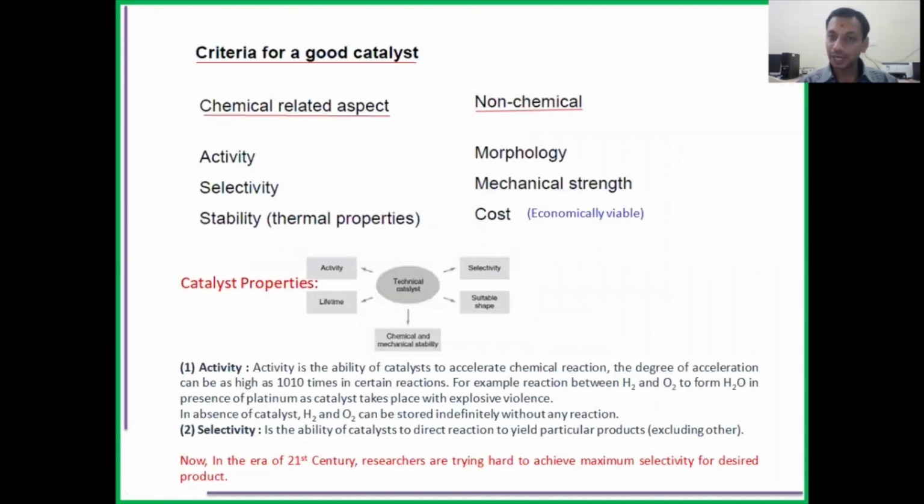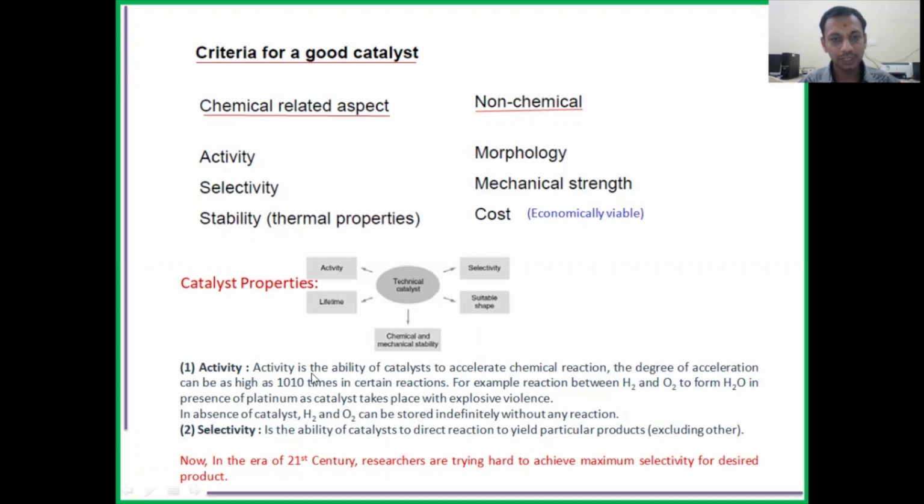So the criteria for a good catalyst are, it should have good activity, selectivity, stability. So these are the most important criteria for a good catalyst: activity, selectivity, and stability. Non-chemical, if you consider under the non-chemical category, the morphology of the catalyst should be very good. It has good mechanical strength because during reaction, it can break into smaller particles, and sometimes it can die during the reaction. So no productivity is there, and cost is also a very important factor when we talk about an economically viable industrial world.